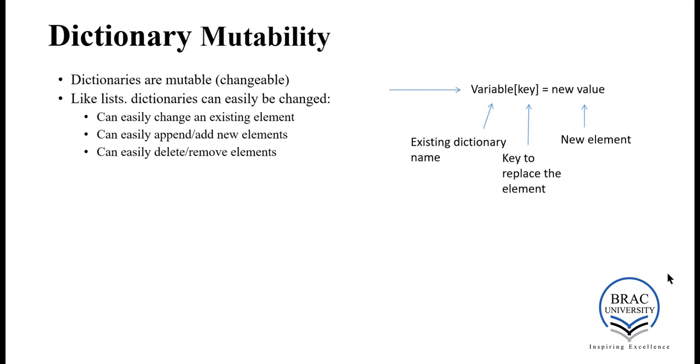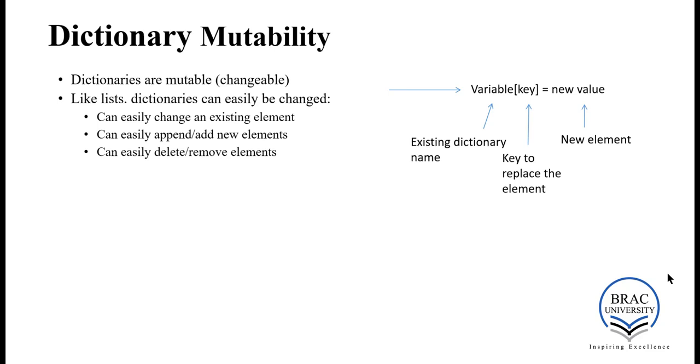Dictionary mutability. Firstly, you have to know what is meant by mutability. Mutability refers to changeability. The word may be unfamiliar to you, but the synonym of mutability is whether a thing can be changed or not. So dictionaries are mutable. That means dictionaries are changeable.